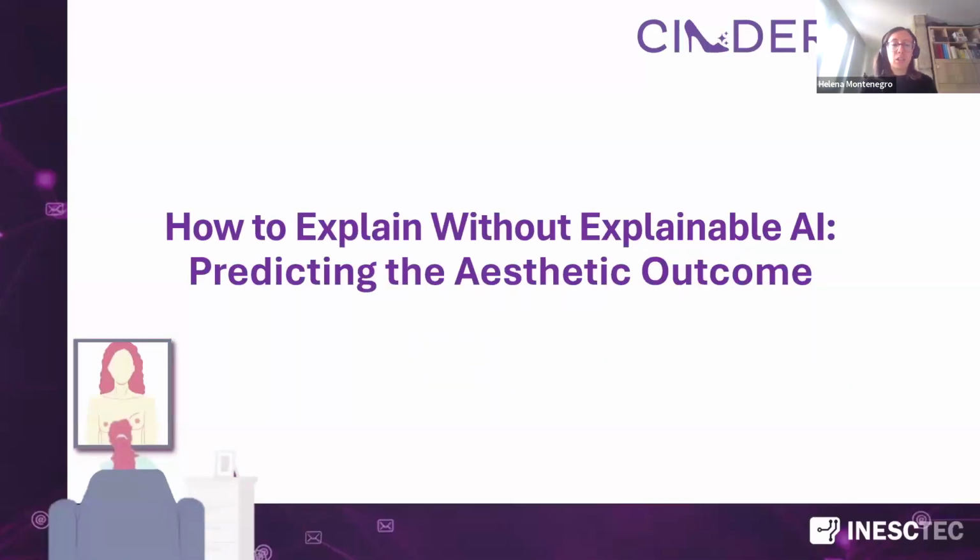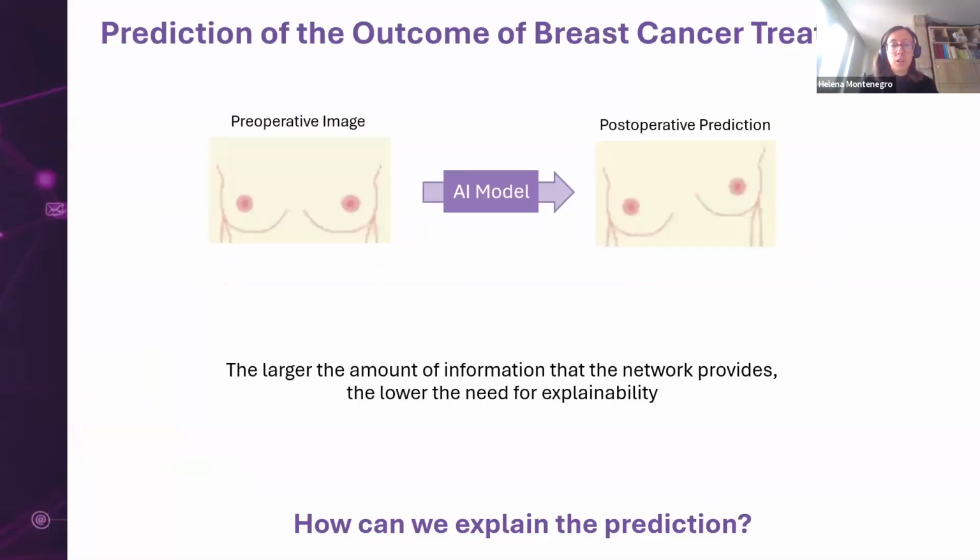Now let's look at the prediction of the aesthetic outcome. The aesthetic outcome prediction is a slightly different task. Instead of a class, what we actually want to predict is an entire image. Up until now, in all the talks that we've had, you might have noticed that most of the explainable AI techniques have been developed for classification tasks or for regression tasks where the output of the model is something very small like a word or a number.